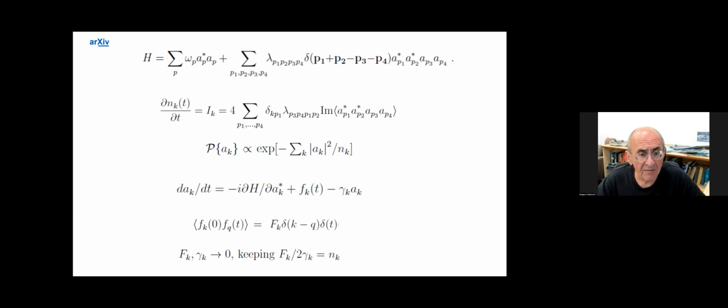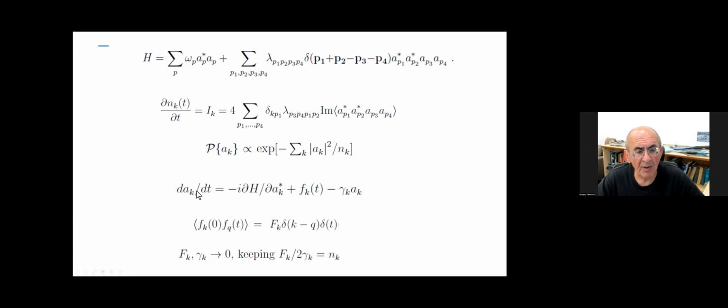So a kinetic equation is obtained in a relatively straightforward way. Let me remind you how it's done. You write the equation of motion, which is dA_k over dt, is just a variation of the Hamiltonian with respect to A_k complex conjugated. This would give you a linear term. This would give you a cubic term.